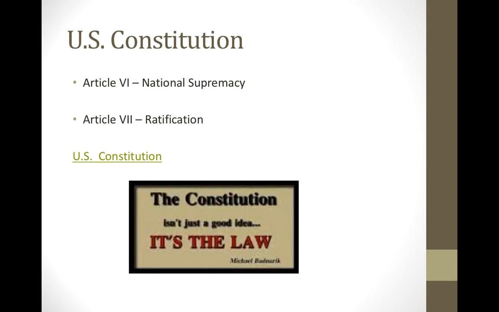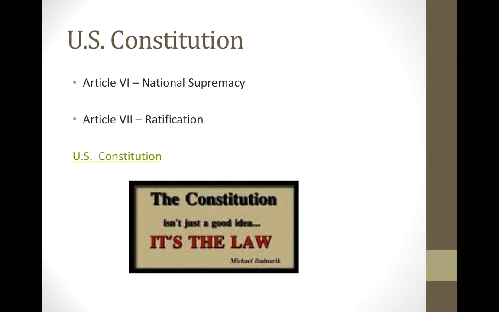Article 6 of the Constitution discusses national supremacy. The Founding Fathers realized that by having two governments, state government and national government, there would be conflicts. So Article 6 says that the Constitution is the supreme law of the land, and if there are any conflicts between state law and national law, the national law is the one that we should follow. It's going to be the supreme one. And if there's a conflict between national law and the Constitution, we have to follow the Constitution.